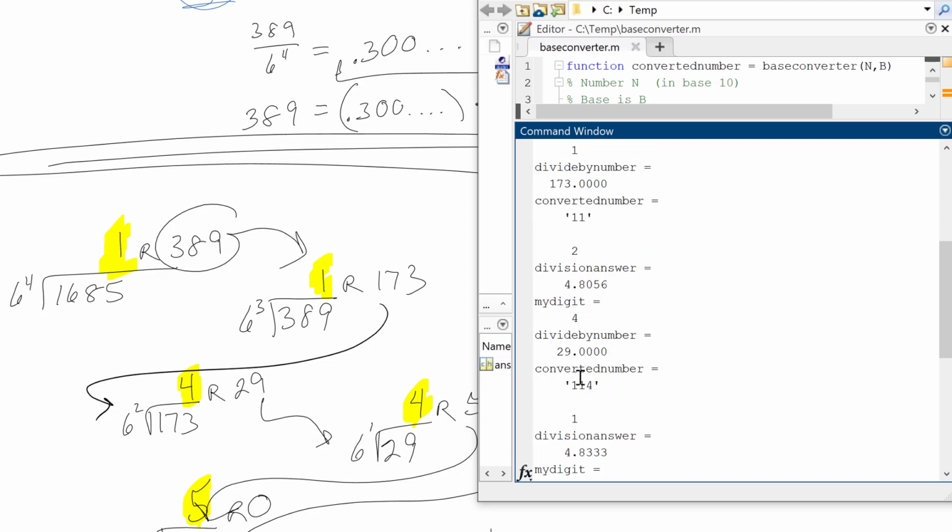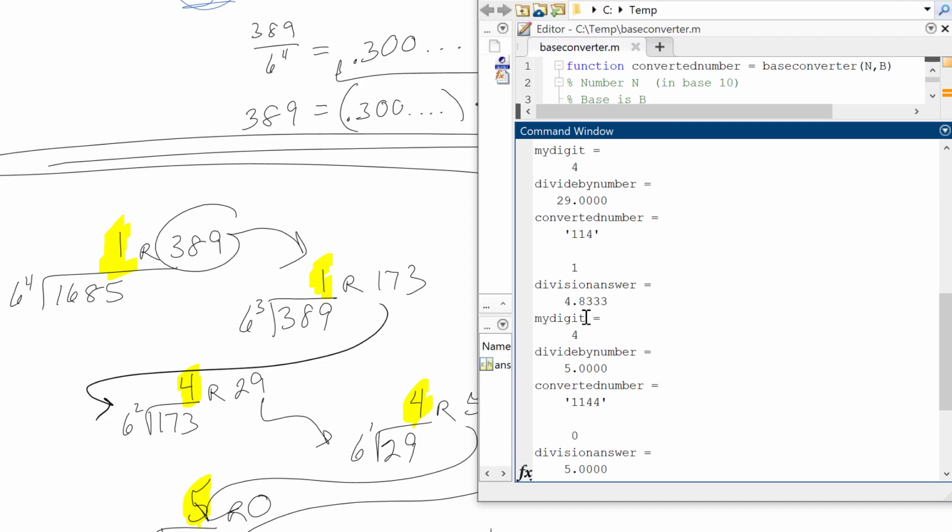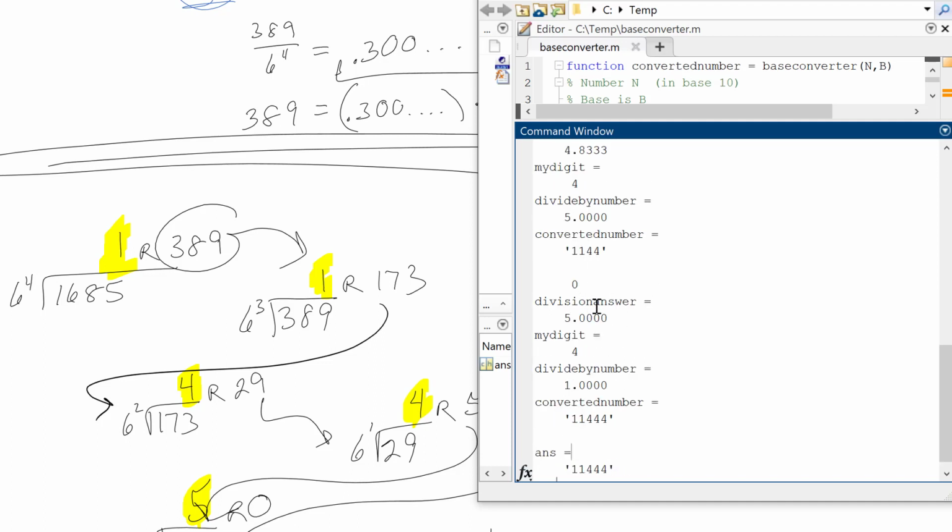Times 4, now my divide by number is 29. Now something is happening that I'm not paying attention to, but if I was really on top of it, I'd notice it. All right, and then I've got the 1 that becomes 4.833 divided by that, and it becomes 5, and this is a converted number. And then I divide by 5. It says my division answer is 5, but remember when I subtract off the floor of this, it comes out to be 4. That's super weird.